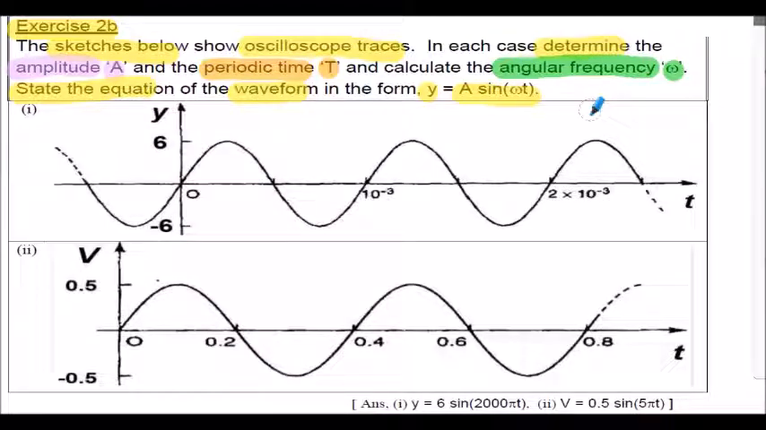So if you think you can attempt exercise 2b, part 1 and part 2 without further assistance, I would encourage you to stop the presentation and attempt this exercise. The answers to exercise 2b part 1 and part 2 waveforms are shown here. The worked solutions are shown on the following slides.